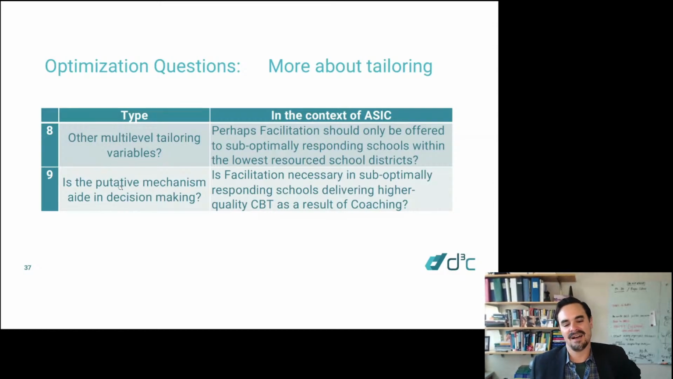You guys love this question 9. You guys love it because you guys love mechanisms, and I'm a fan of them too. I have no problem with mechanisms. Is the putative mechanism useful in making decisions?